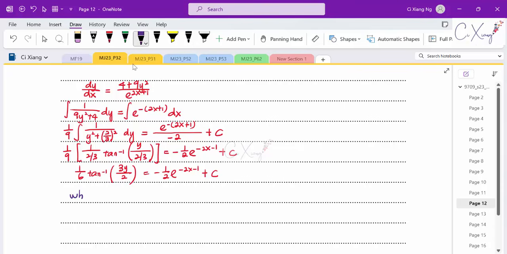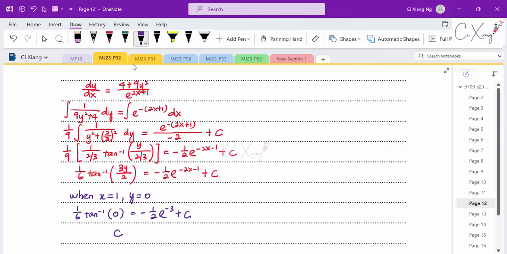So I will use the information provided in the question. They told us that when x equals 1, y equals 0. That means you substitute the values in. So 1 over 6 tangent inverse of y, I'm having a 0 here, equals negative 1 over 2 e power negative 2 times minus 1, you're having negative 3, then plus c. Okay, so this part on the left is a 0.